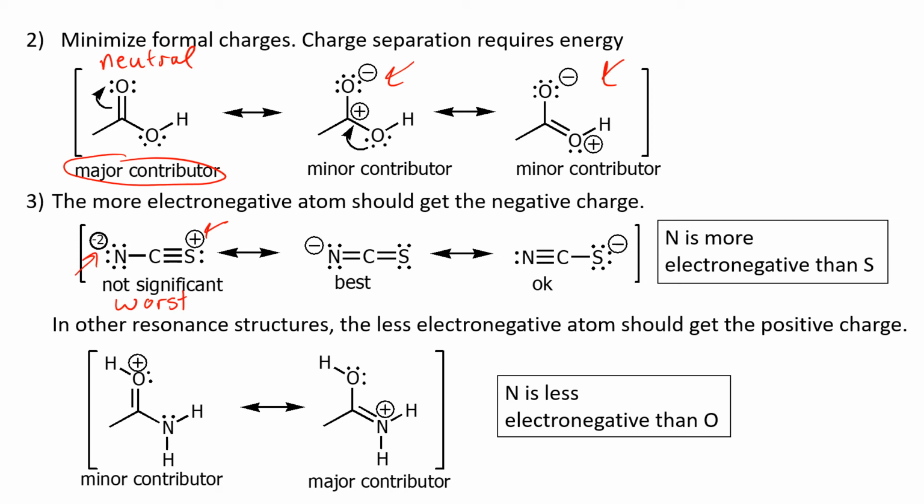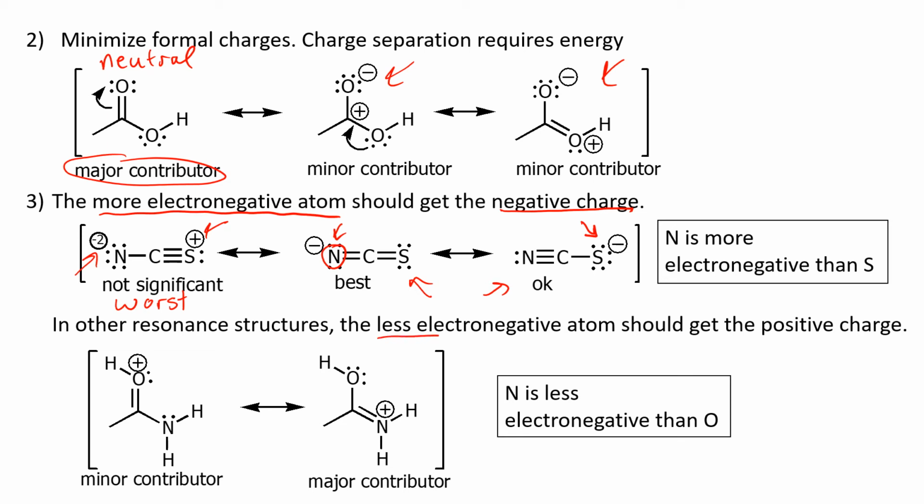Now we're left with choosing between these 2 structures. We can put a negative charge on the nitrogen or the negative formal charge on the sulfur. The rule tells us that the more electronegative atom should get the negative charge if we're looking for the molecule or resonance structure that contributes most to the hybrid. So nitrogen is more electronegative than sulfur. Therefore, the structure with the negative formal charge on nitrogen is the major contributor to the resonance hybrid.